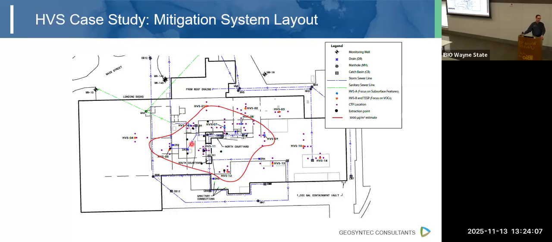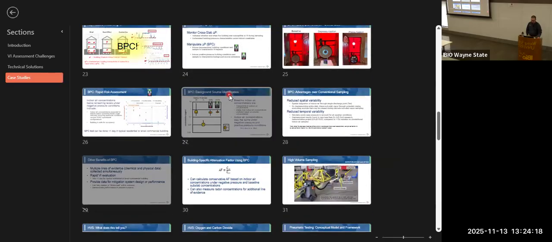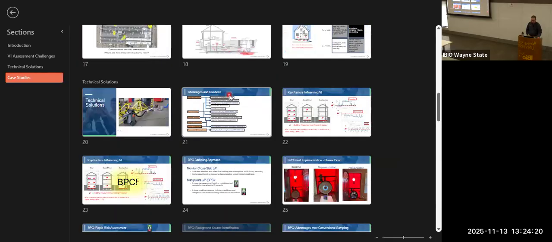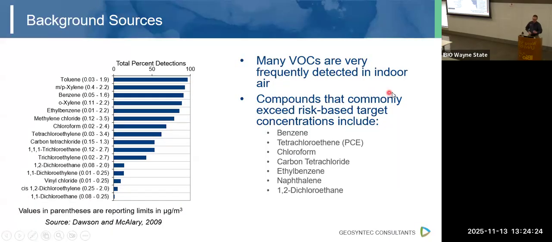And then my other question, this was a while back, but I think it was a Dawson McGallery 2009 study. Toluene was the most common compound found inside a house, which I always thought would be benzene, which is farther down, the third one there. Do you have any thoughts on that, or do you know why you see toluene more often?